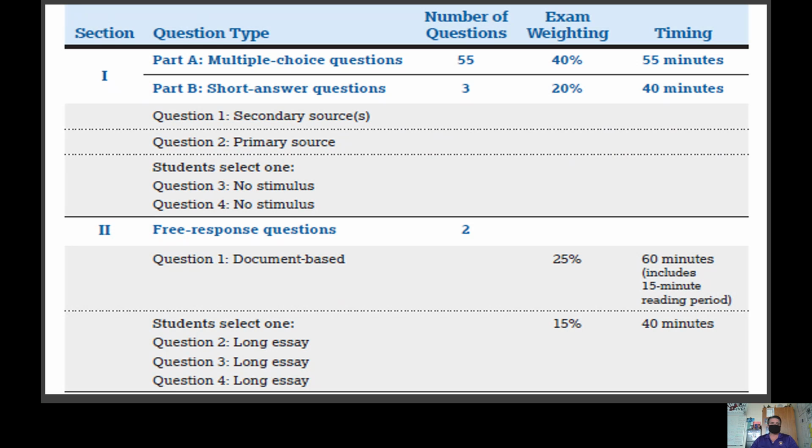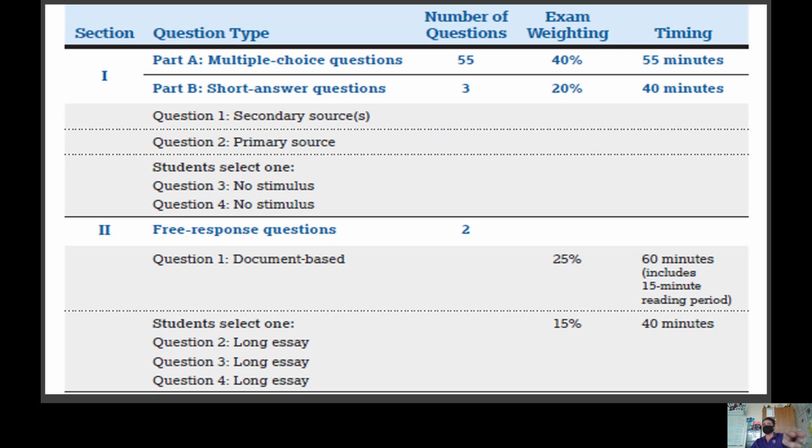So part A, it's the largest part, the multiple choice. Okay, it is 55 questions, 55 minutes. This is 40% of your exam score. Now, this is tough, mainly because of the time limit. You really got to get into the habit of reading through the documents and looking at the sources and the dates, and reading the questions one time through, picking the best answer, eliminating the ones that you know are wrong, and moving on. You don't have time to agonize over anything. You just gotta keep going.